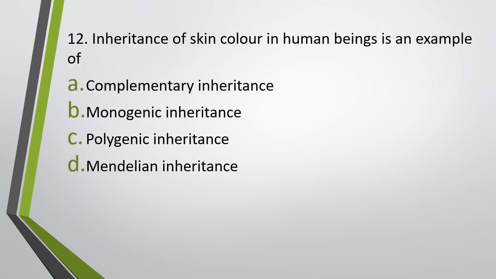Question number 12. Inheritance of skin color in human beings is an example of complementary inheritance, monogenic inheritance, polygenic inheritance or Mendelian inheritance. Inheritance of skin color in human beings is an example of... Correct answer is option C, polygenic inheritance.